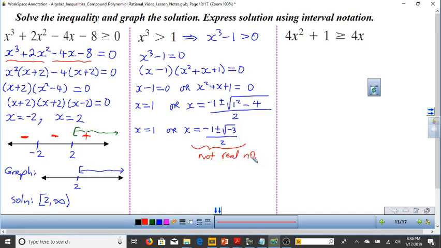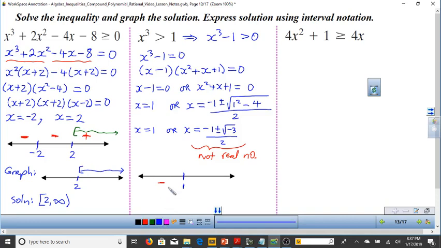So the only solution we actually got wasn't from this equation. The only marker we ended up with was 1. So we're only putting 1 marker on the number line, and then we're going to check to see what number works. So when I put 1 on the number line, I choose a number to the left of 1, namely 0. I plug in 0, I get negative 1. So we have a negative on the left of 1.